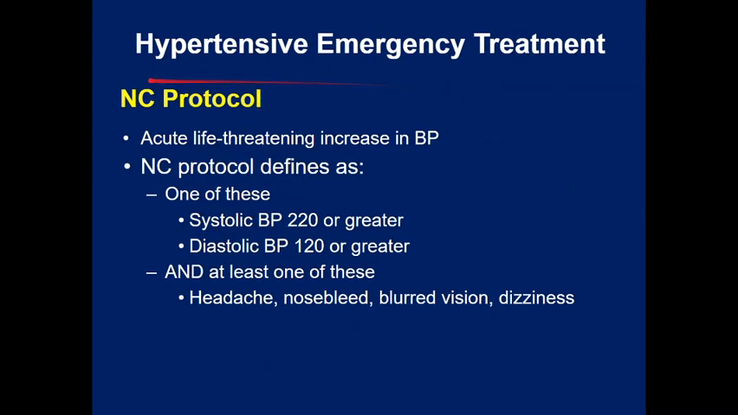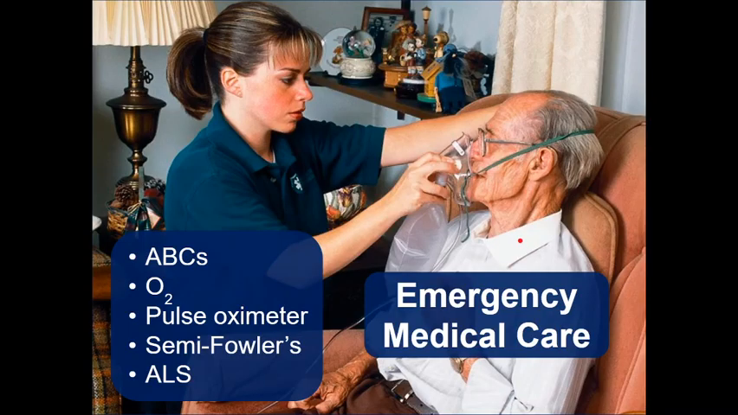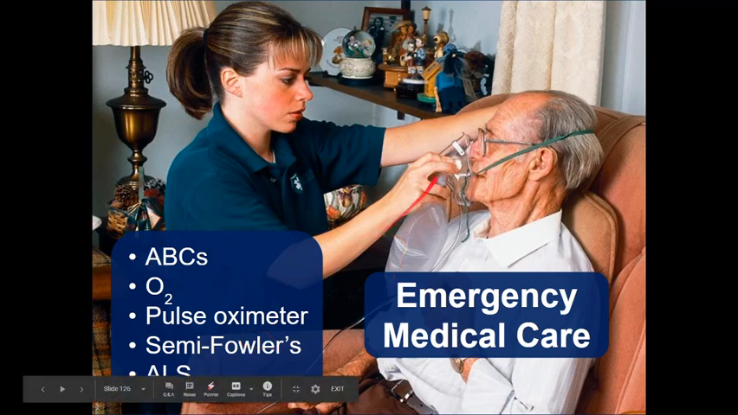So the protocol for hypertensive emergency is the number plus symptoms, all right? So systolic 220 or greater, diastolic 120 or greater. Depending on where you read, sometimes these numbers are different, but in North Carolina, this is what you're using, 220 over 120. All right, and then these symptoms. So how to treat this? As a basic, not much you can do. ABCs, oxygen, pulse ox, position of comfort. But the real thing is to call ALS, because ALS can provide emergency treatment.